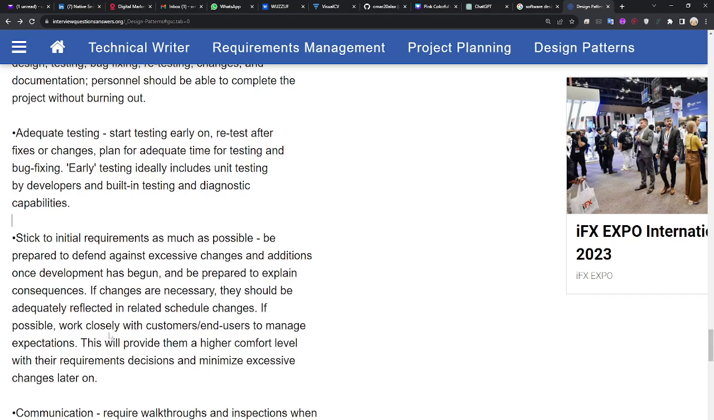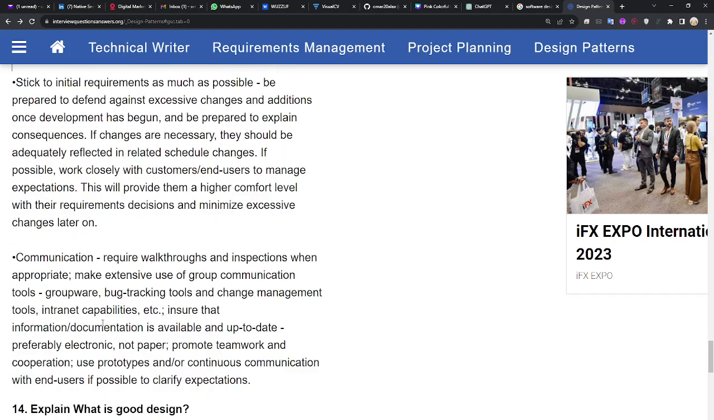If possible, work closely with customer and users to manage expectations، عشان تدير الاكسبكتيشنز، التوقعات بتاعتهم اللي هم مستنيينها. This will provide them a higher comfort level، هيديهم راحة عالية with their requirements decisions and minimize excessive changes later on، وهيقلل التعديلات أو التغييرات مؤخرا بعد ما تكون خلصت.